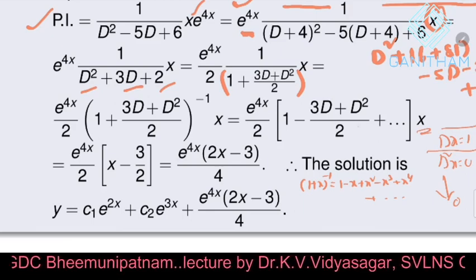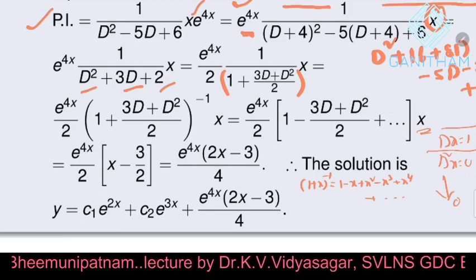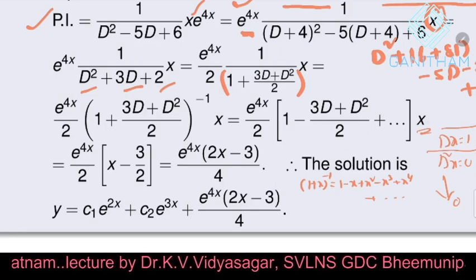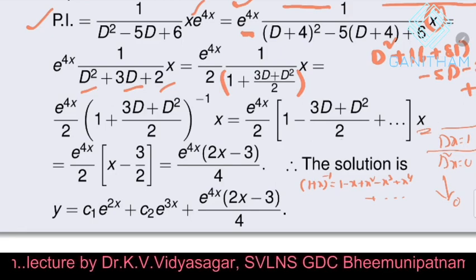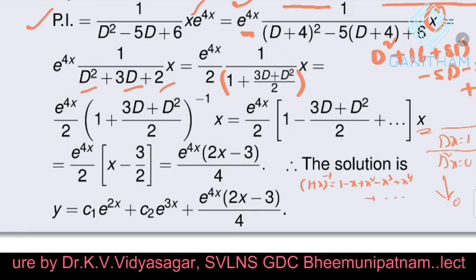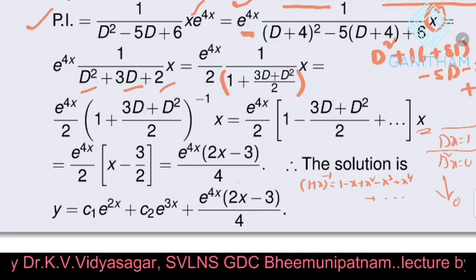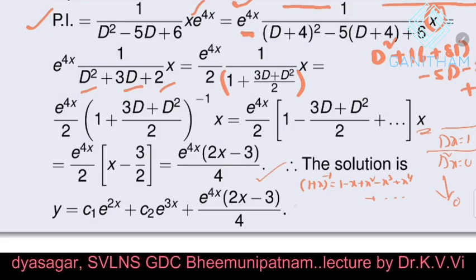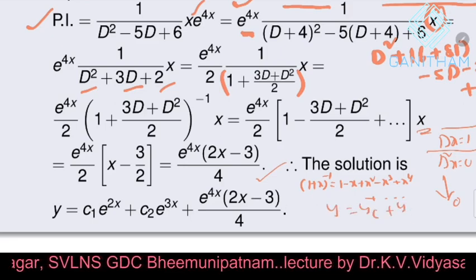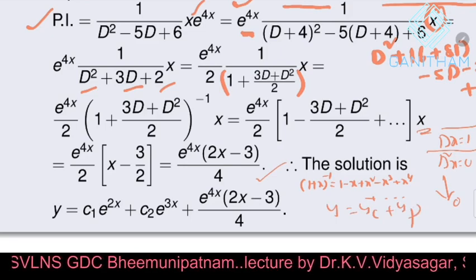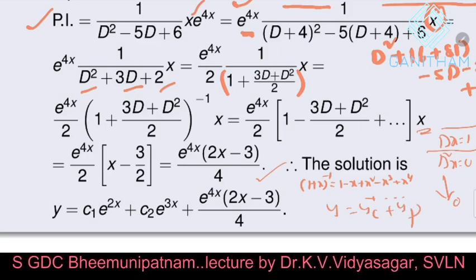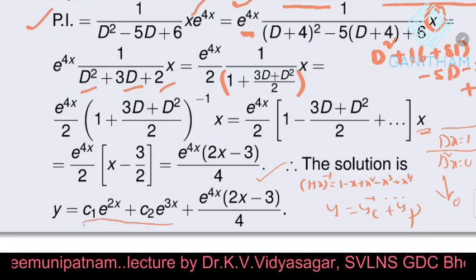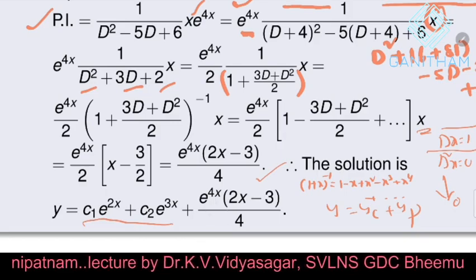From the second, third term onwards, I will neglect all the remaining terms. So 1 minus 3D by 2 into x, the derivative of x is 1, so it is x minus 3 by 2, that is e to the power of 4x into (2x minus 3) by 4. This is the particular integral. So the complete solution or the general solution is y is equal to yc plus yp, complementary function plus particular integral. So y is equal to c1 e to the power of 2x plus c2 e to the power of 3x, this is the complementary function value, and the particular integral value is e to the power of 4x into (2x minus 3) by 4.